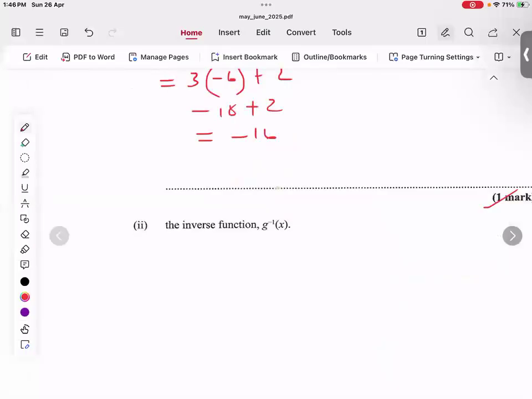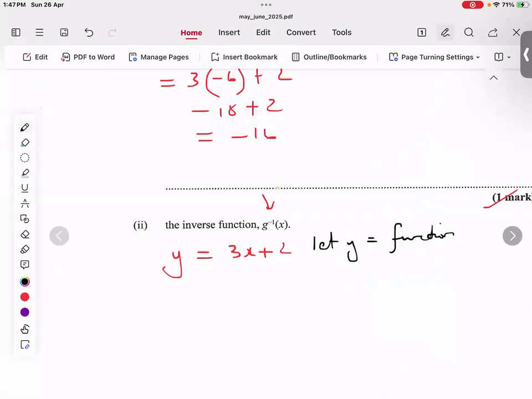All right, and you're seeing the word inverse. This symbol means inverse. What are the steps for inverse? We should let y equal the function. Find the inverse of g, so we should let y equal 3x plus 2. So step 1 is going to be let y equal the function.